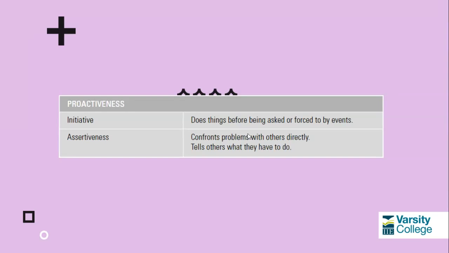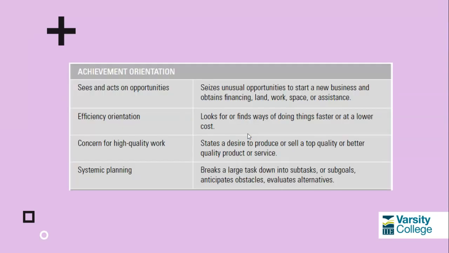So the first one is proactiveness. Do you take initiative and have assertiveness? And then the second one is achievement orientation, right? Are you the kind of person that always seeks and acts on opportunities? Are you efficiency orientated? Do you have a concern for high quality work, as well as systematic planning?